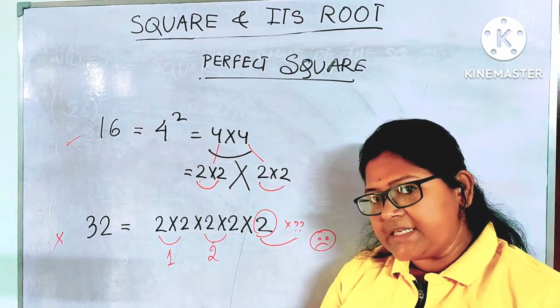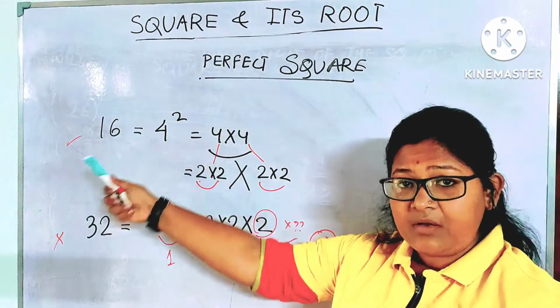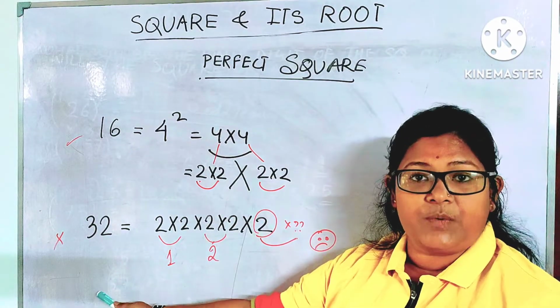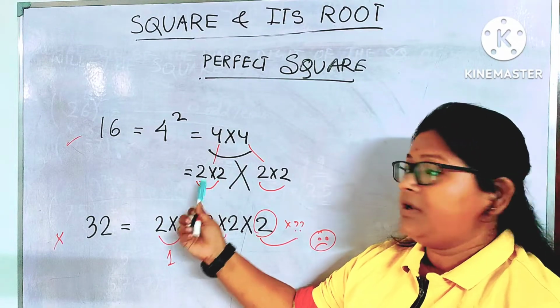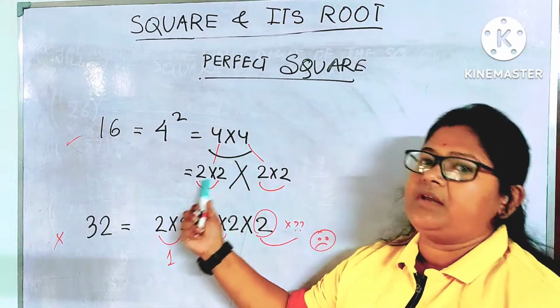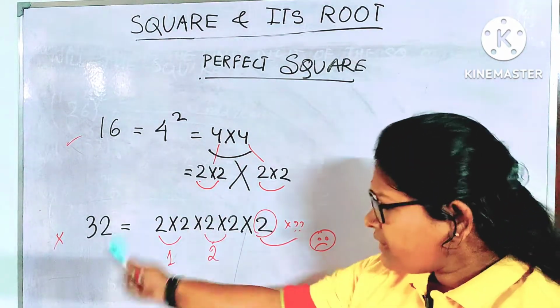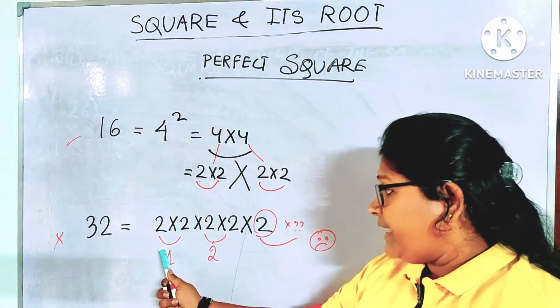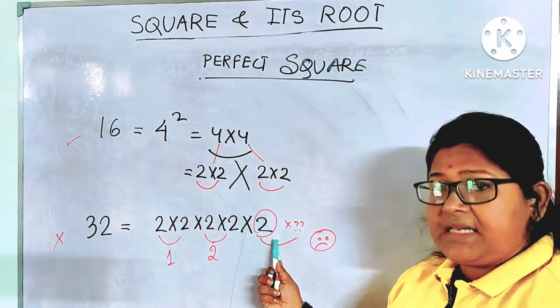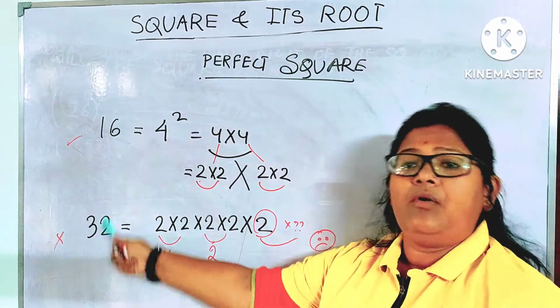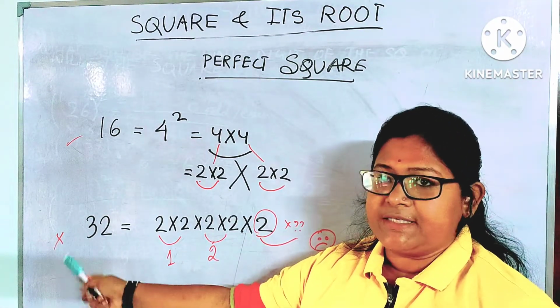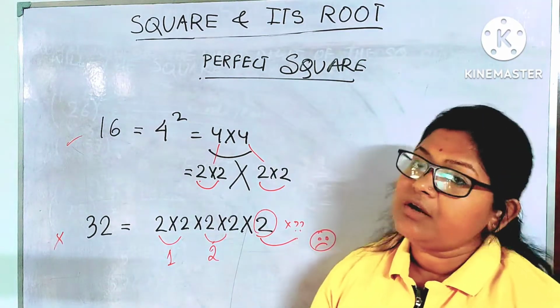I hope this concept is clear. What do you mean by perfect square? What do you mean by not a perfect square? In case of a perfect square, you will always have a partner. The number will always be in a pair. But if there are no pairs, if the last digit doesn't have a pair, that means this number, in this case 32, is actually not a perfect square.